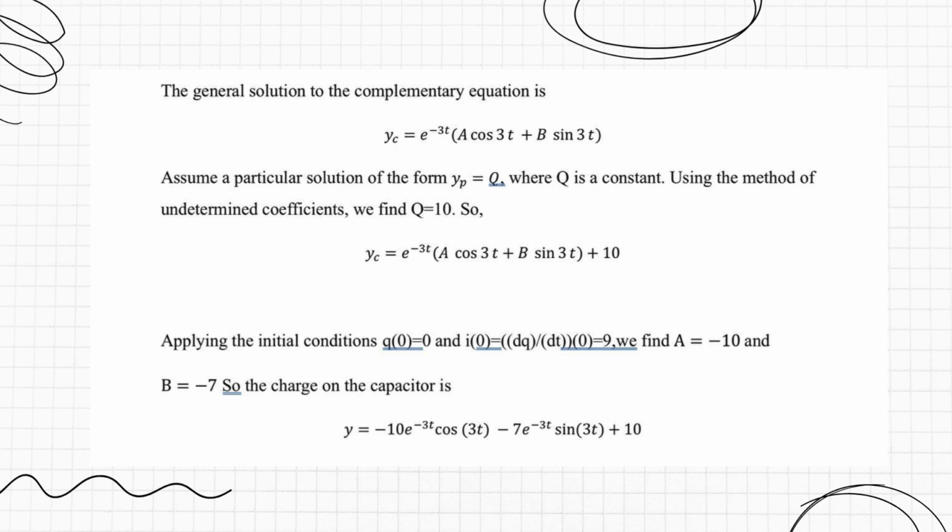And then we're going to apply the initial condition given in the question. We found a equals negative 10 and b equals negative 7. So the final answer will be y equals negative 10 e to the power of negative 3t cos 3t minus 7 e to the power of negative 3t sin 3t plus 10.